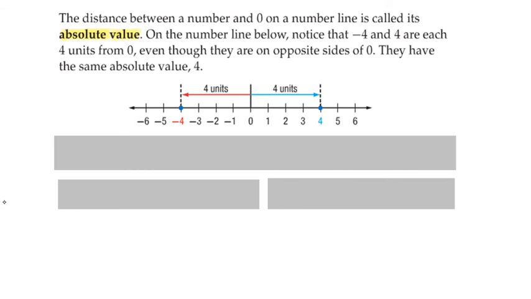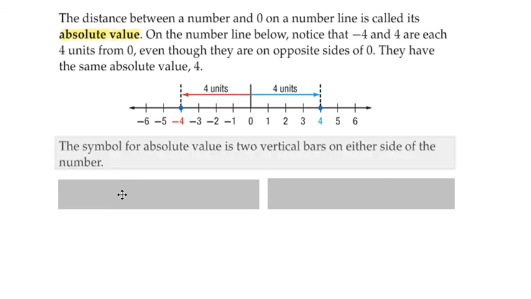Okay, absolute value. So here's an example. We have a positive 4 and a negative 4. Well, each of those are the exact same number of units away from 0. So when you think about absolute values, it tells you the distance away from 0 it is on a number line.